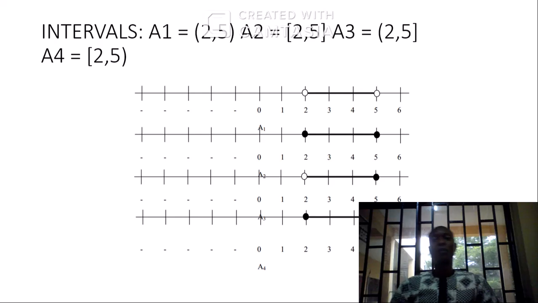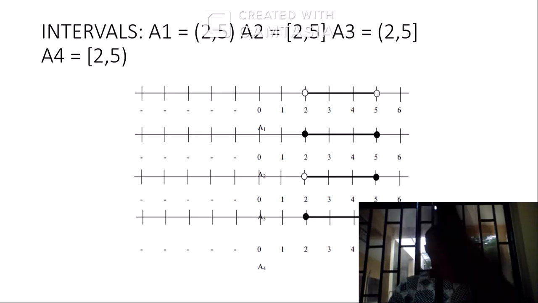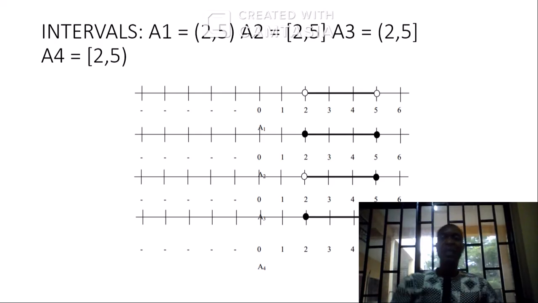The second one, A2, we are having square brackets 2, 5. Now we are considering the interval between 2 and 5, both inclusive. 2 is part of what we are considering, 5 is also part of it. That's what we call a closed interval. A1 is called an open interval, A2 is called a closed interval.